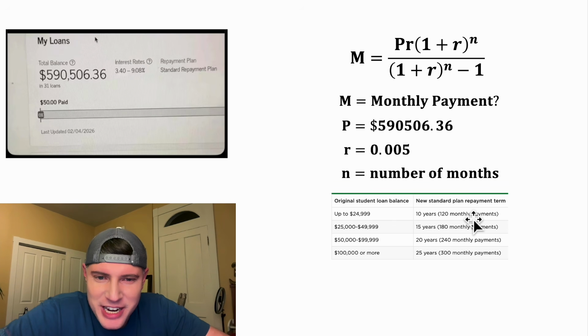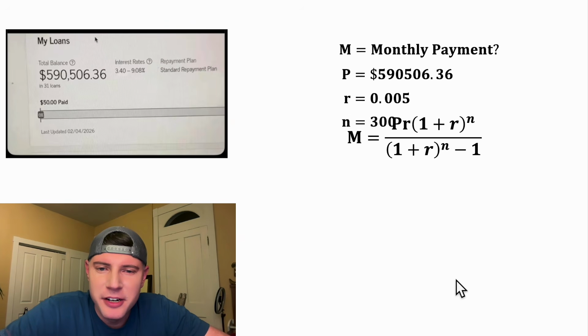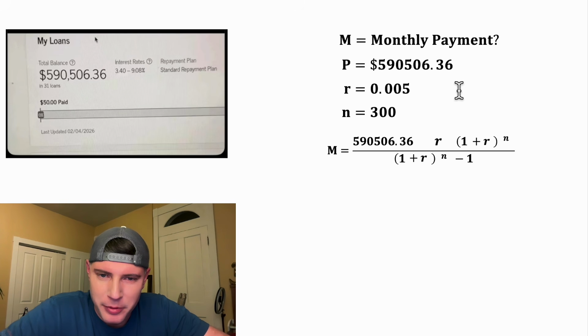And then to get the number of months, it says up here it's a standard repayment plan. So it looks like a standard plan repayment term for $100,000 or more is 25 years or 300 months. So in the place of N, let's plug in 300 for the months. And now we can bring this down here and plug everything in. In the place of the principal, we can plug in this number. In the place of the R, let's plug in this number.